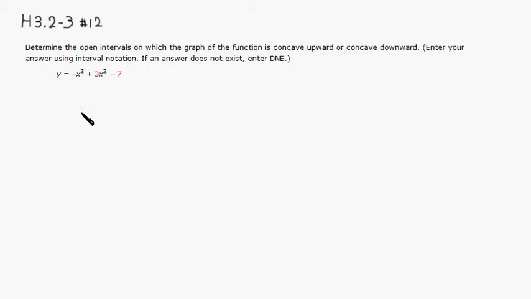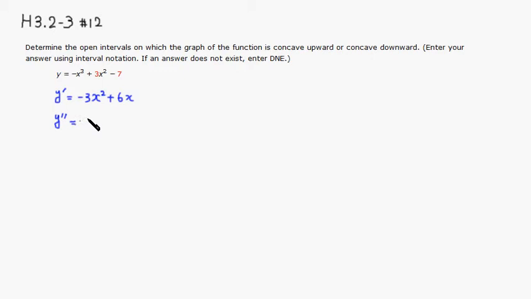First thing we need to do is find the second derivative, so we need to take the derivative twice. So y prime, the first derivative, is going to be negative 3x squared. I put 2 in front, so 2 times 3 is 6, x to the first power, and the derivative of 7 is 0. That's the first derivative, and the second derivative is just the derivative of that.